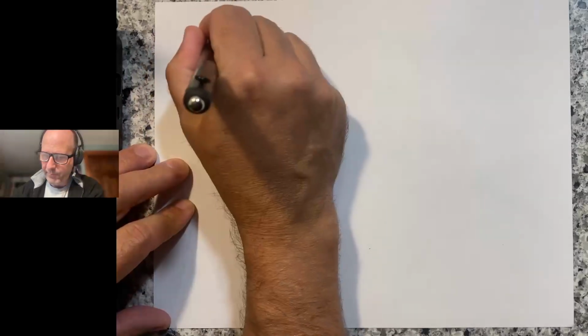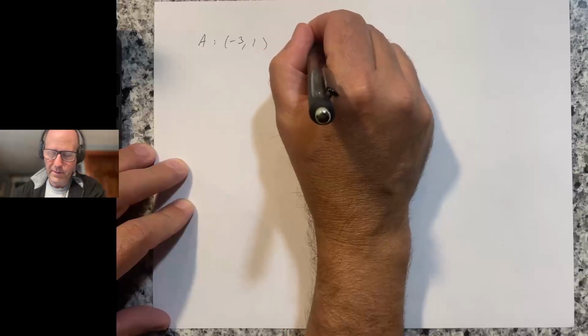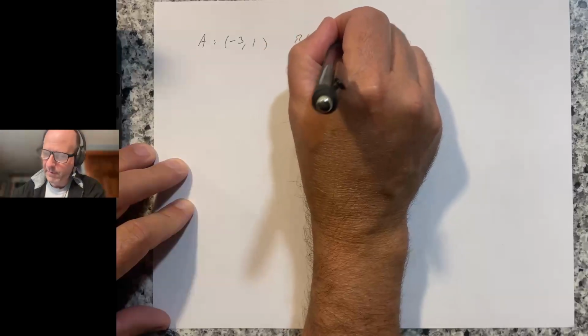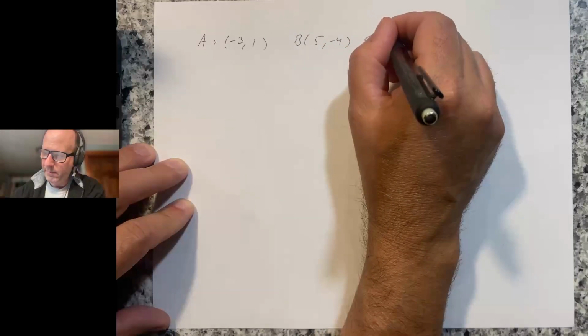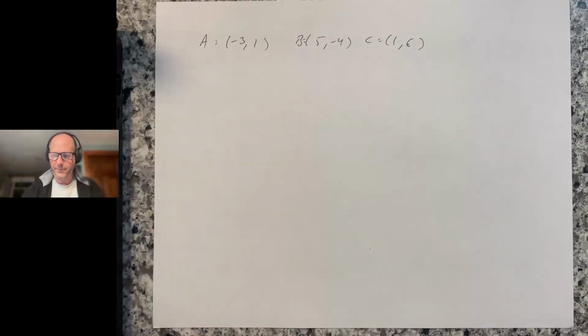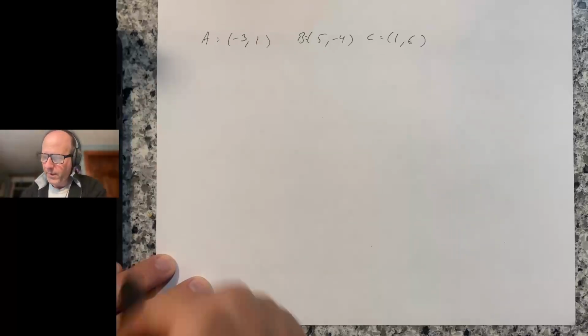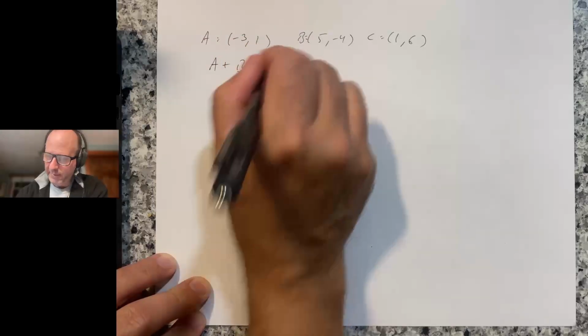Okay, so question 11 has A is negative 3, 1, B is 5, negative 4, and C is 1, 6. Okay, so we want to know, first of all, the coordinates of A plus B minus C.